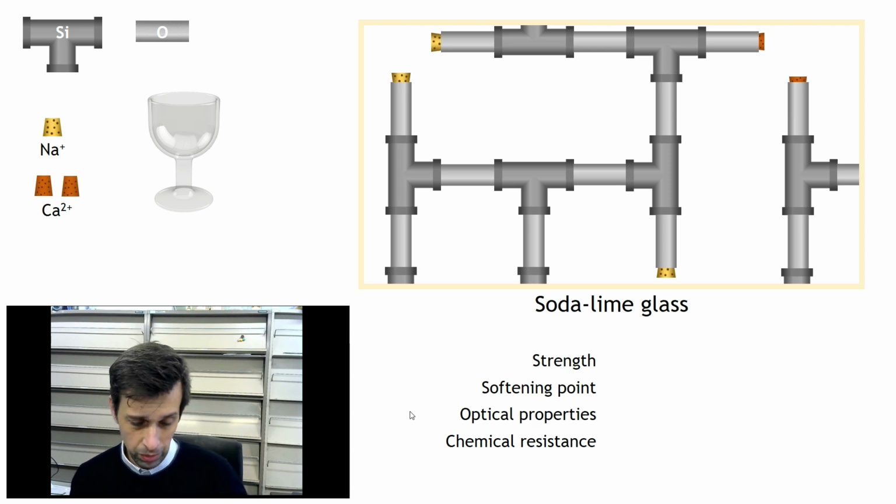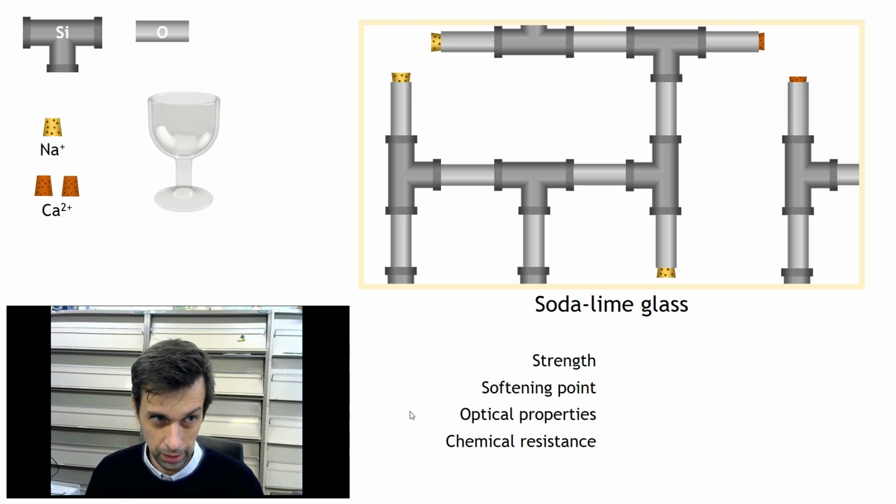The reason why I'm using bars to represent the properties is that compositions of glasses can vary a lot. So to give you numbers would be wrong, basically, because I cannot give you precise numbers for every type of glass.